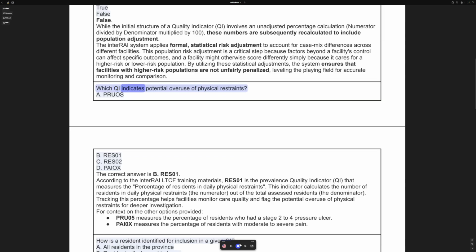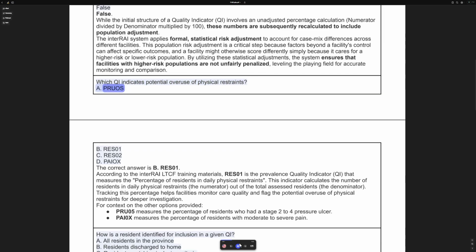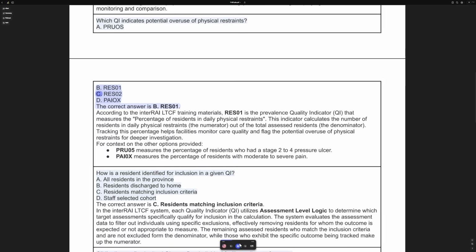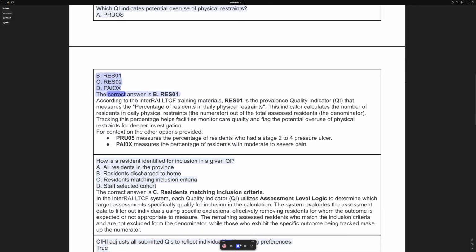Which QI indicates potential overuse of physical restraints? A. PRU 05. B. RES 01. C. RES 02. D. PAIN 0X. The correct answer is B.